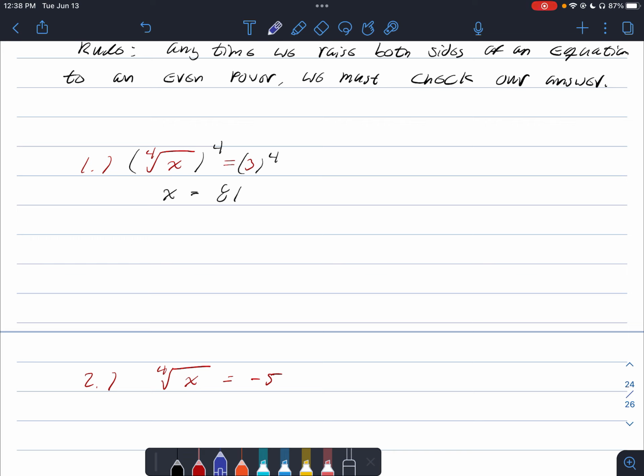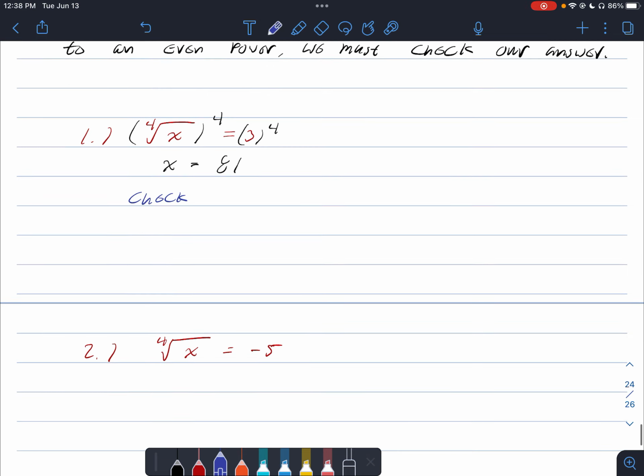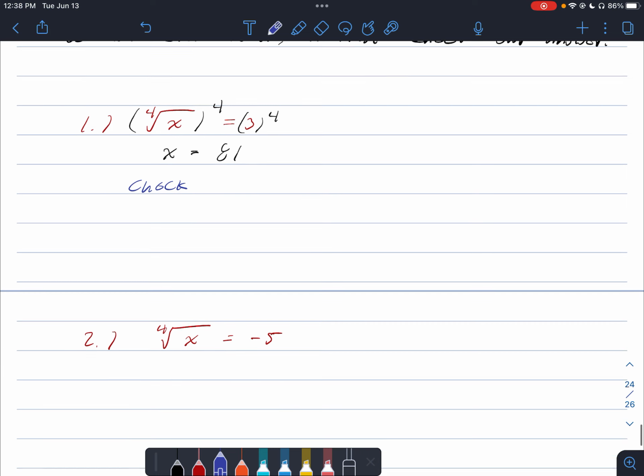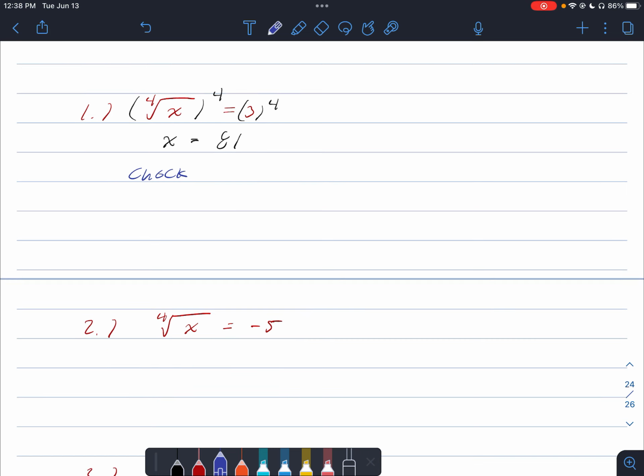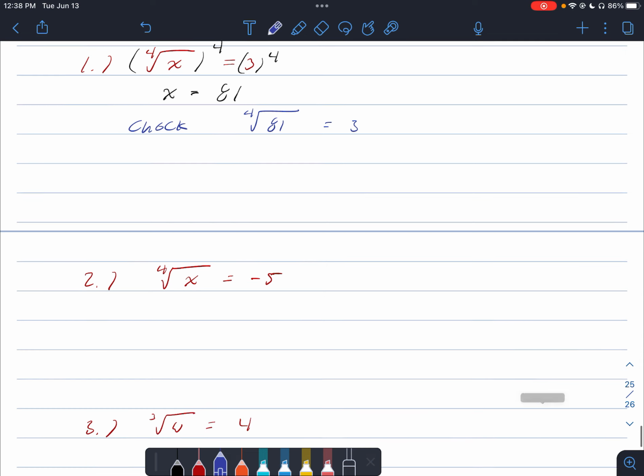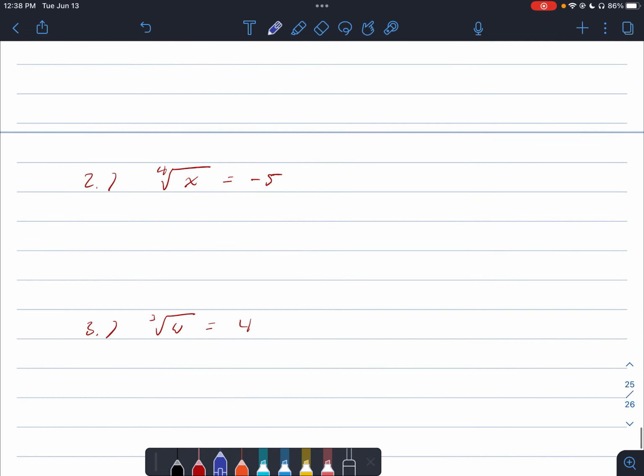But to check that, we just want to make sure that the fourth root of 81 is actually 3, which it is. Some of these are going to be pretty straightforward when we check our answer. So we have the fourth root of 81. That is just 3, right? So that does check out. You can check that on a calculator if you want, or you can recognize that by realizing 3 times 3 times 3 times 3 is 81. Pretty simple.